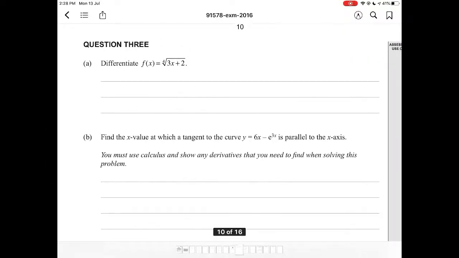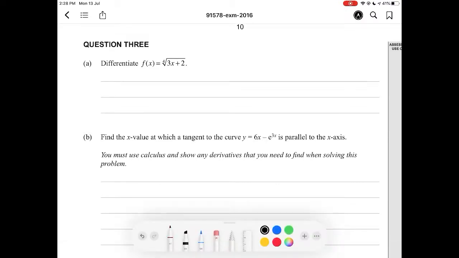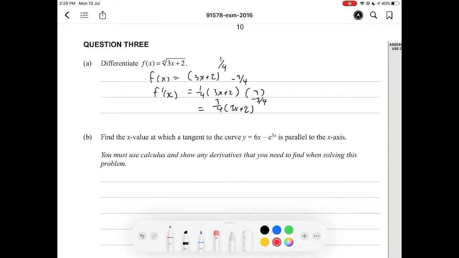Alright, so question 3: differentiate f of x equals the 4th root of 3x plus 2. We're going to rewrite this to the power of 1/4 instead, so f of x equals (3x plus 2) to the power of 1/4. If we differentiate this, we get f dash of x equals bring the power down, so 1/4 (3x plus 2) to the power of 1/4 minus 1, bring the power down by 1, so negative 3/4, multiplied by the derivative of the inner function. The derivative of 3x plus 2 is just 3. So this equals 3/4 (3x plus 2) to the power of negative 3/4. And this is just an achieved question.